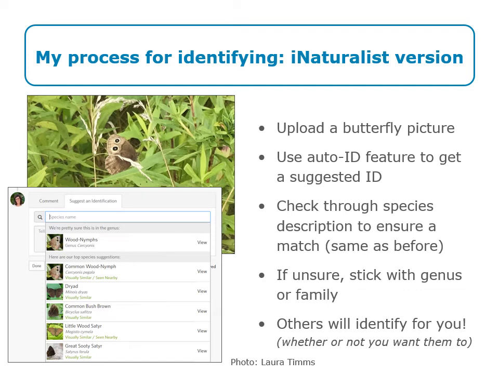And you could say, well, okay, it's probably that genus. I'm not going to say what species because I might not be right. And so you could just stick with a genus or a family and then go back later once you had time to do some reading and confirm what species you think it is. Now, I will note that if you add a butterfly observation to iNaturalist, others will identify it for you, whether or not you want them to.